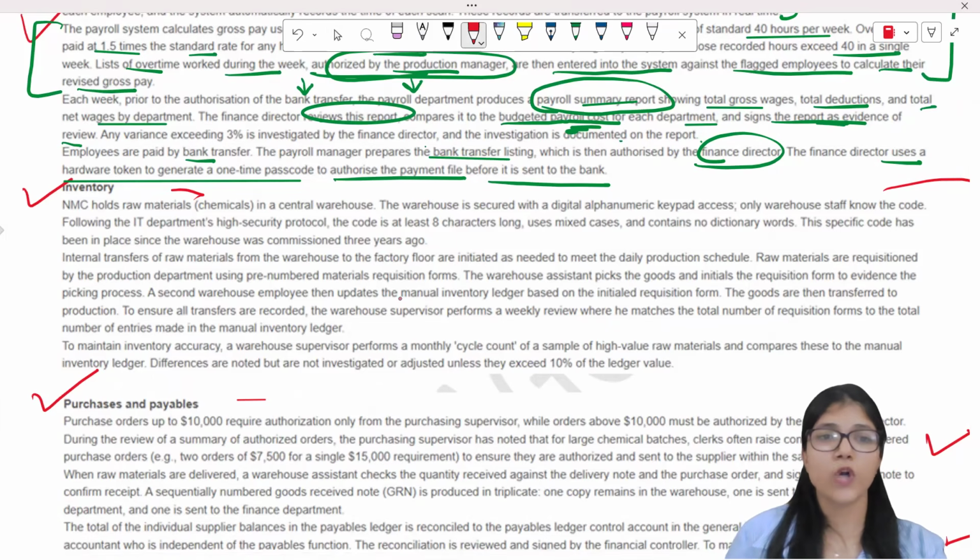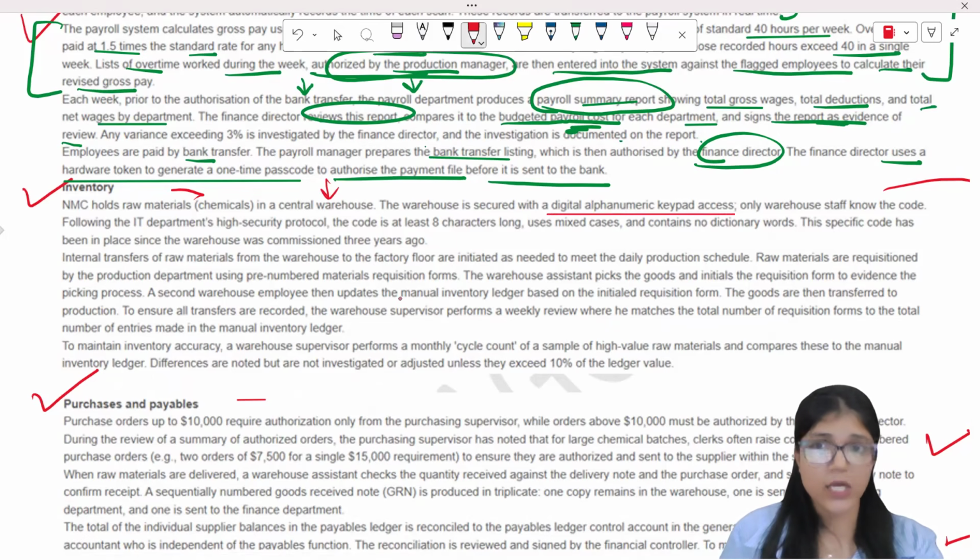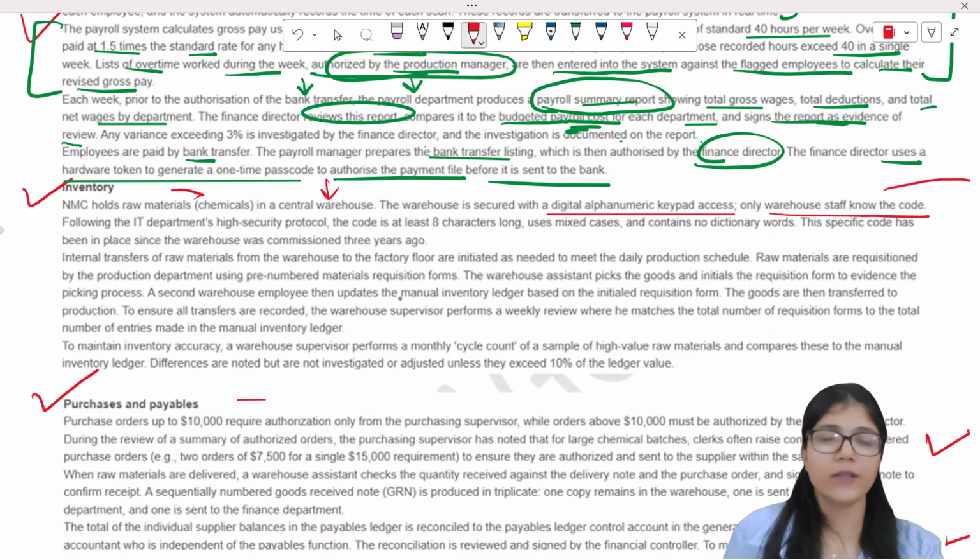A company holds raw materials, chemicals in a central warehouse. We read above that they have a central warehouse. The warehouse is secured with a digital alphanumerical keypad access, which is great. Only warehouse staff know the code. So only the staff over there know the code for the alphanumeric keypad, because of course they would have to know because it is a warehouse. So all the people over there have to know about it.